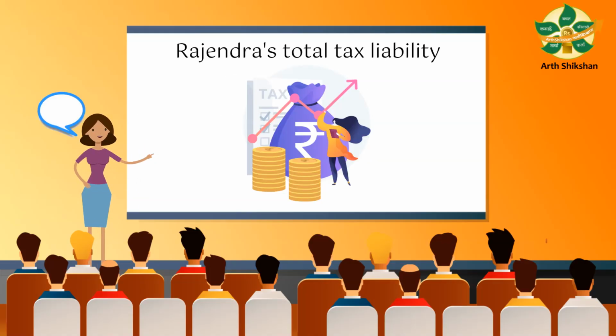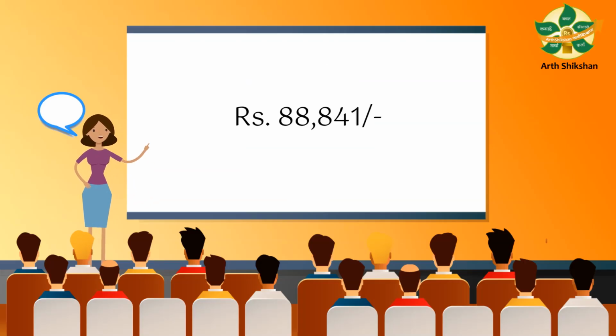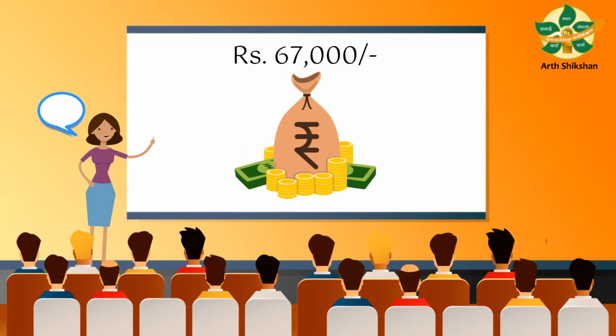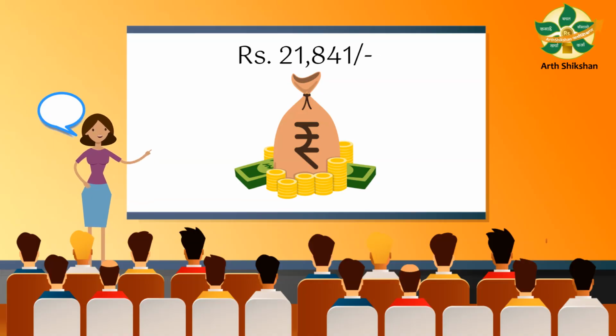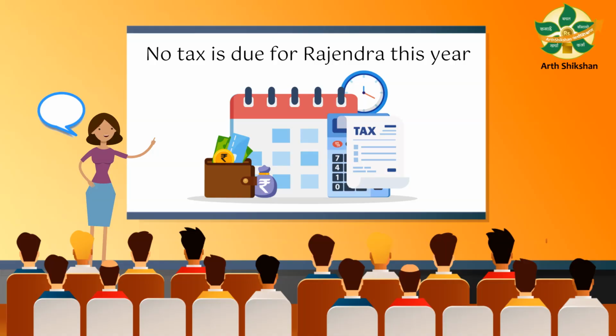Rajendra's total tax liability stands at 88,841 rupees. He has already made an advance tax payment of 67,000 rupees and paid an additional 21,841 rupees as a self-assessment tax. Consequently, there is no remaining tax amount owed by Rajendra in this financial year.